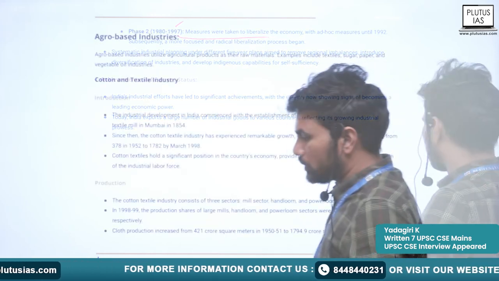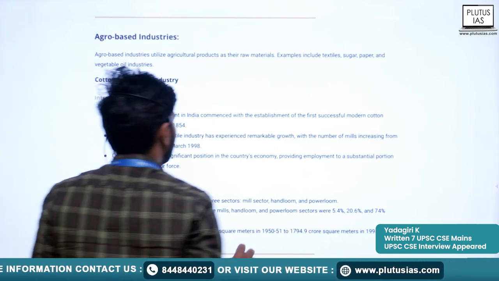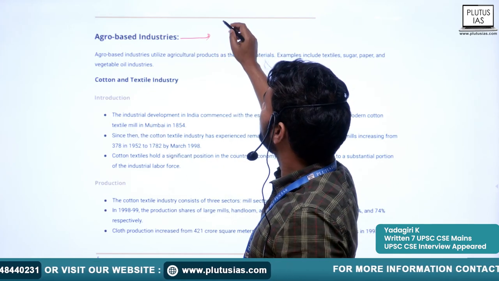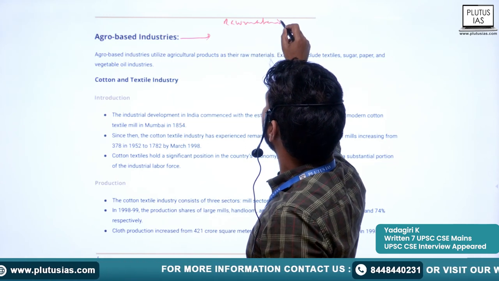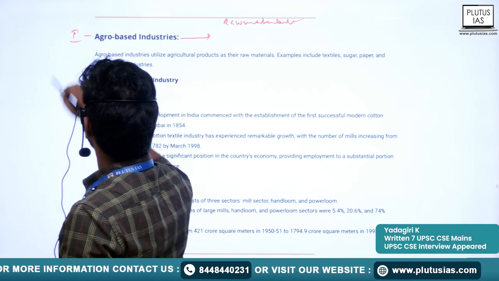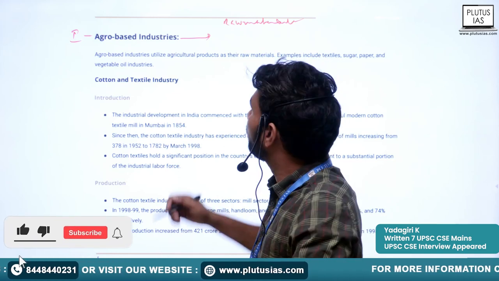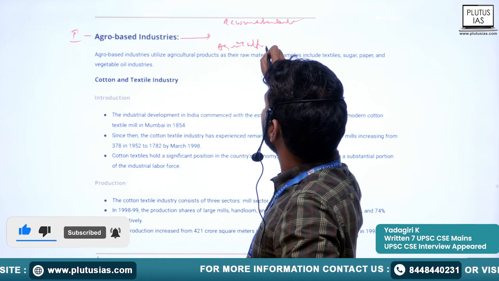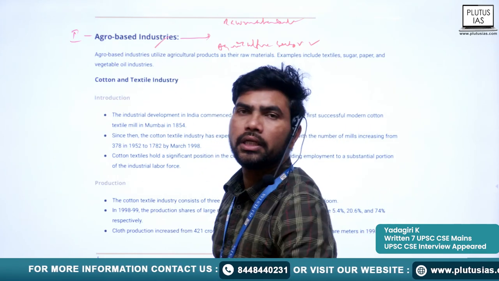All right. So now we will study various industries that are there in India. Basically, we are studying these industries based on the raw material they use. The first category is agro-based industries. They depend on the raw material that comes from the agriculture sector. Those are called agro-based industries.